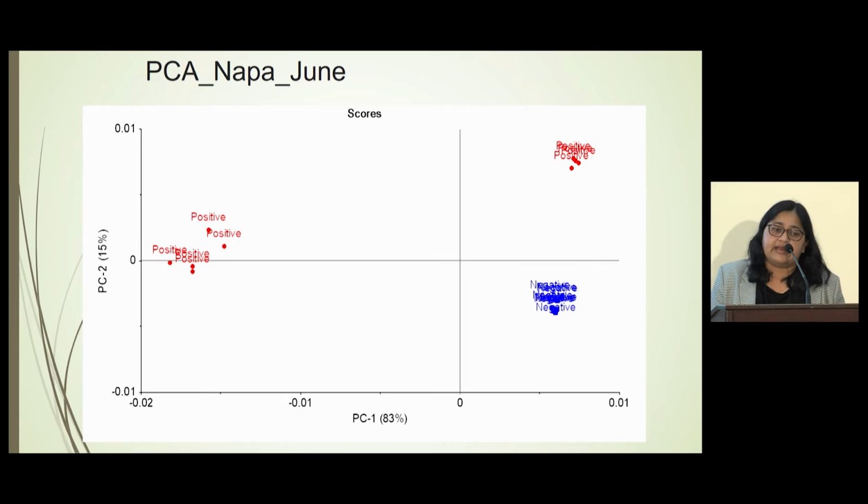So then I processed the other months: June, July, August, September, and October. From June, we can see the classification of the infected and non-infected samples, and this is also an early stage. But here we can see some of the positives that are not very far away from the negatives.